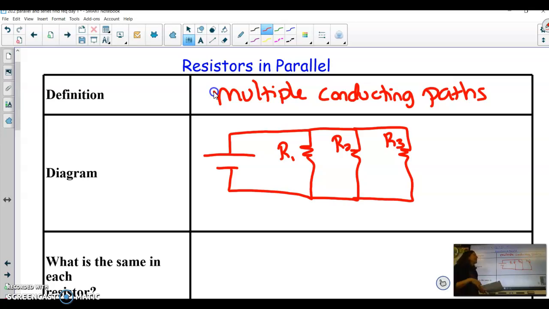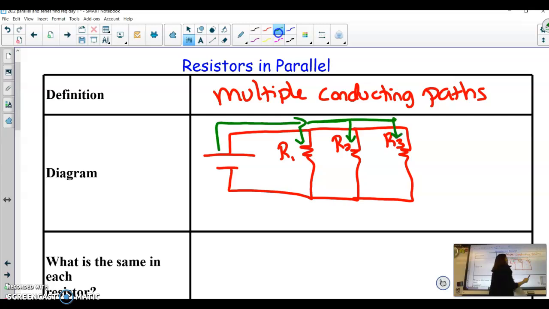Now, in this case, the current is not the same in all of them, because when the current comes out of the battery and gets here, some of it's going to go this way, some of it's going to go this way, and some of it's going to go this way. So the current's going to split up. And if the resistors aren't equal, it's not going to split up equally. More is going to go where it's easier, and less is going to go where the resistance is higher. So the current is not the same.